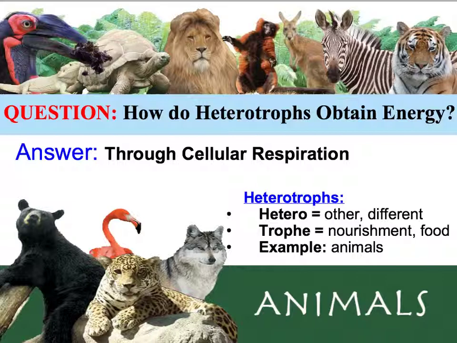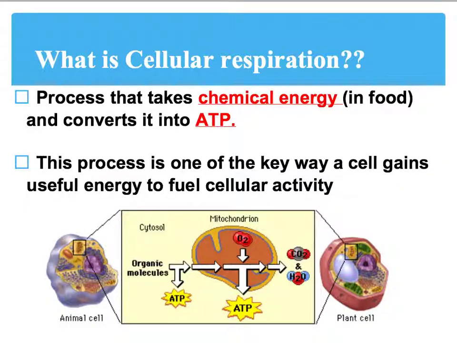Well, they do this through the process of cellular respiration. Cell respiration is a process that takes chemical energy and converts it into a form that the cell can use, in this case ATP. This process is one of the key ways a cell gains useful energy to fuel cellular activities. For example, cell division and active transport.